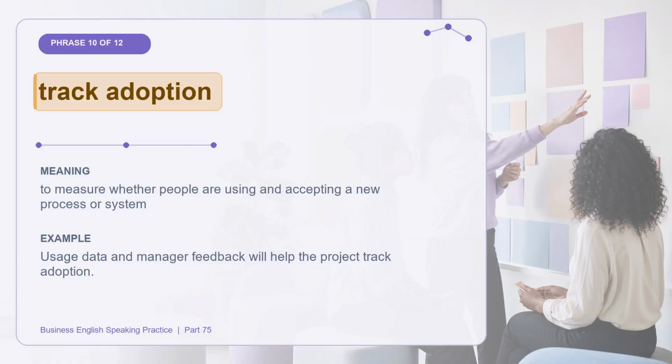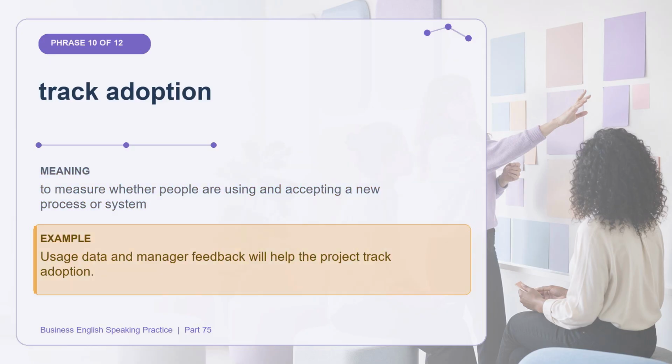Phrase 10. Track adoption. Meaning: to measure whether people are using and accepting a new process or system. Example: usage data and manager feedback will help the project track adoption.